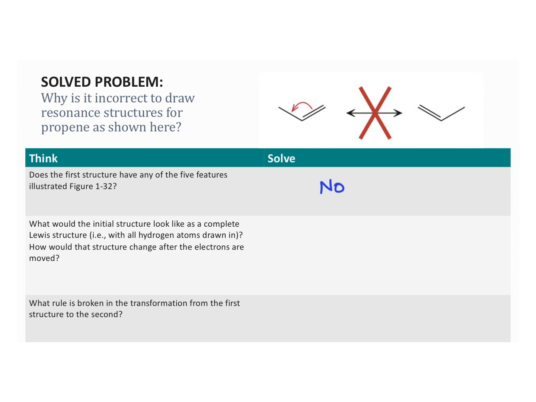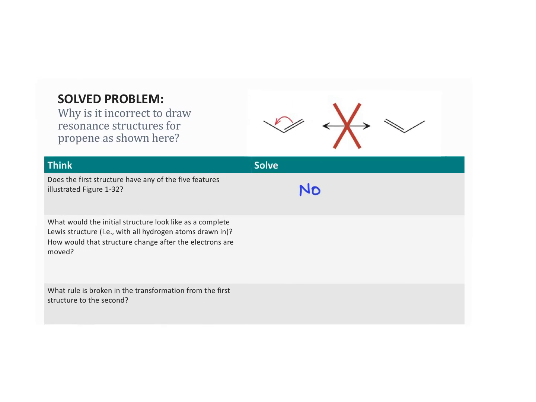So the next thing is, if you can't evaluate that right off the bat, what would the initial structure look like as a complete Lewis structure, with all the hydrogen atoms drawn in? So I'm going to draw this from the stick structure, and I'm going to draw in all of these atoms. And this is what the molecule looks like. Then I'm going to say, if I do what this arrow tells me, if I put those over here, what is that resonance structure going to look like? Carbon, hydrogen, hydrogen, hydrogen, double bond, carbon, single bond, carbon, hydrogen, hydrogen. And that's going to have a plus, and that's going to have a negative.